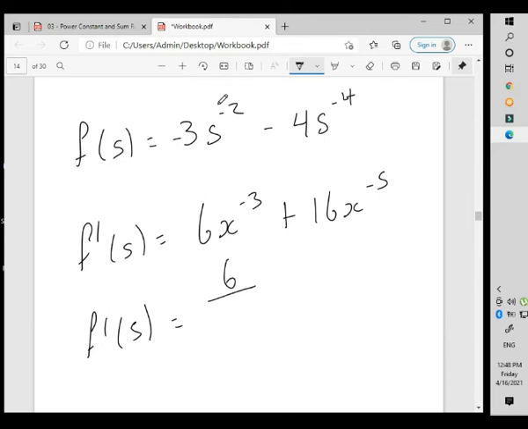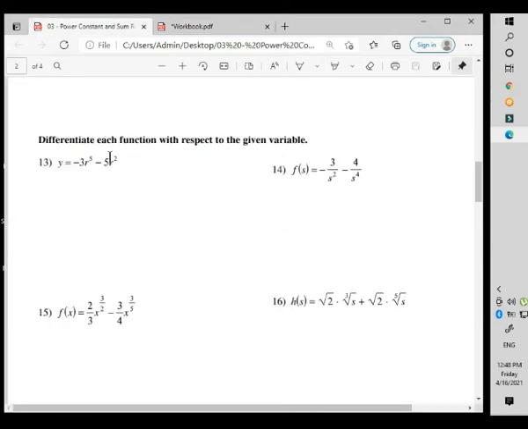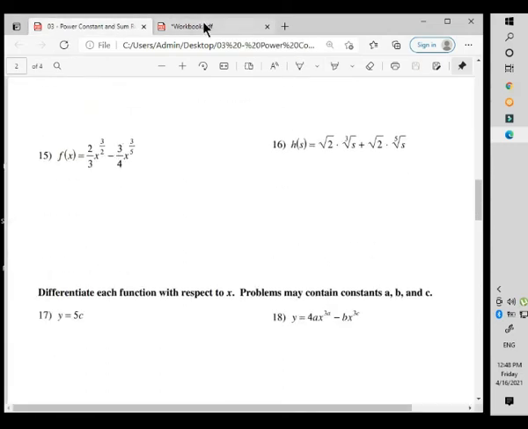So this is 6 over s cubed plus 16 over s to the fifth. A lot more changes to make here. So this is s, and this is s. Next question. Wow, 15. They really amped up the difficulty as they went down.